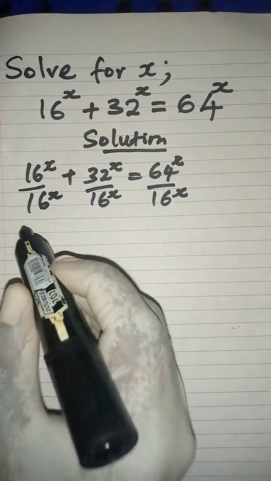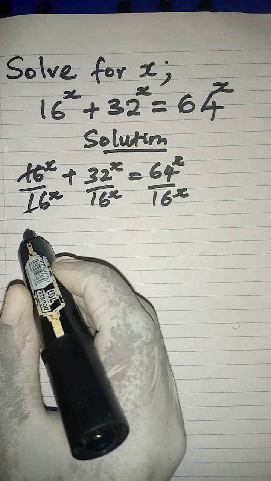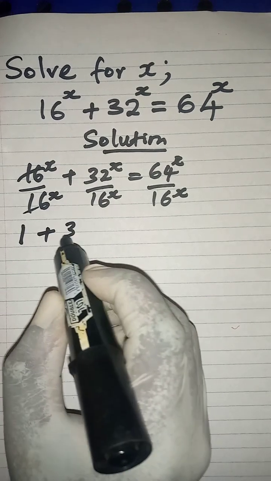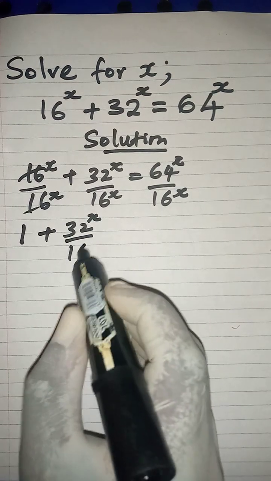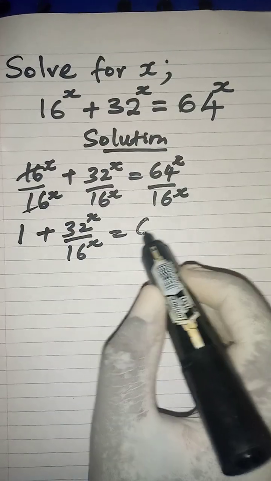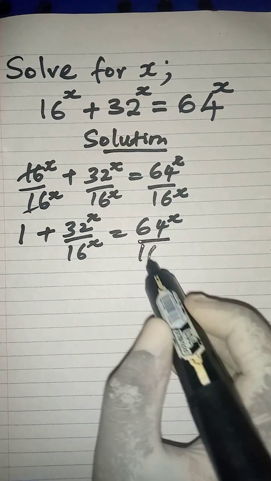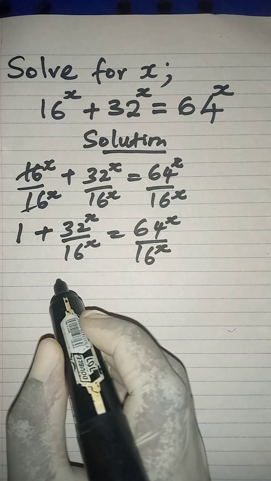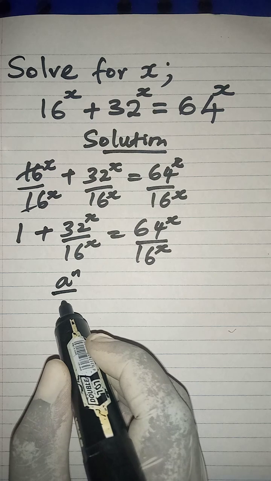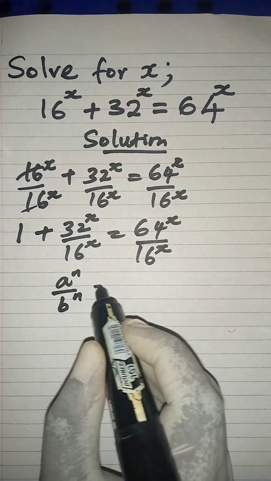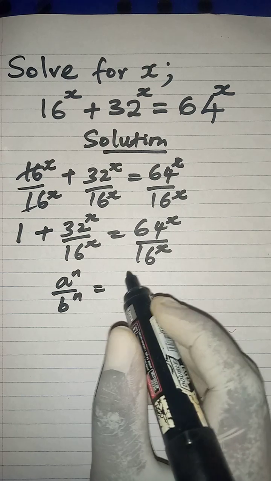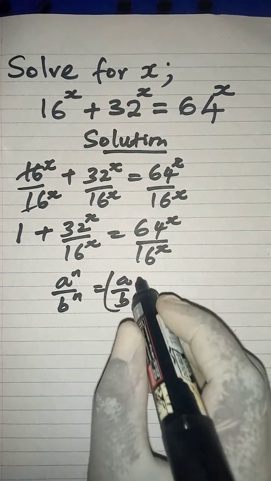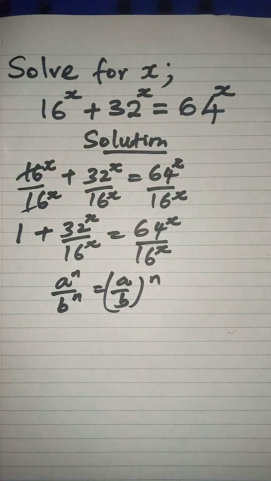So that when I cancel this and this, I'm going to get 1 plus 32 raised to x over 16 raised to x is equal to 64 raised to x over 16 raised to x. You can recall that when you have a raised to n over b raised to n, this is written as a single fraction, a over b, raised to n. That is what I'm going to apply here and here so that I factor out the power x.